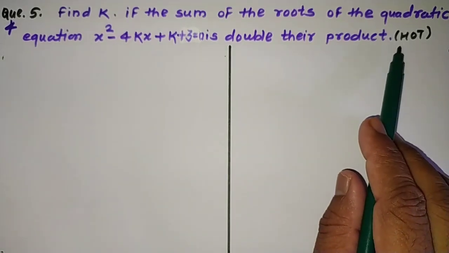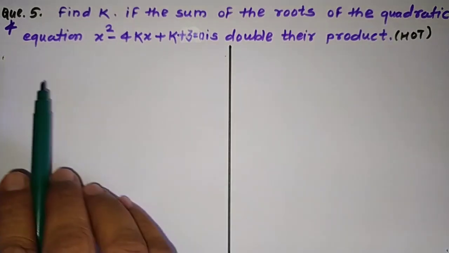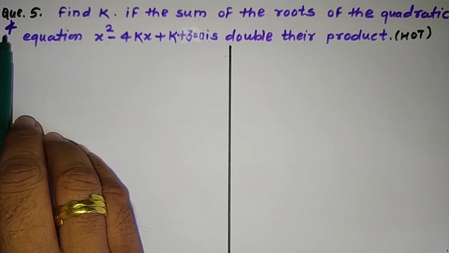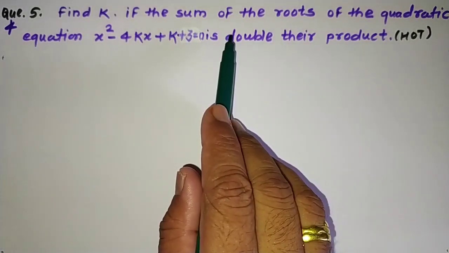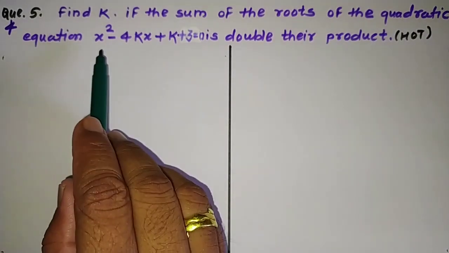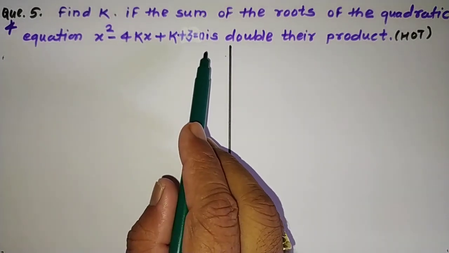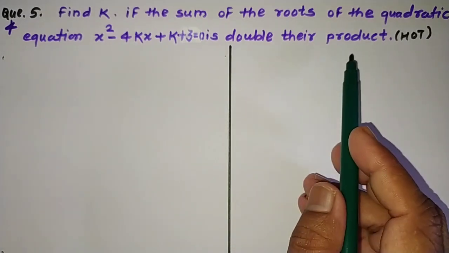Hot means higher order thinking. How to solve this example? First read question number 5. Find k if the sum of the roots of the quadratic equation x square minus 4kx plus k plus 3 is equal to 0 is double their product.